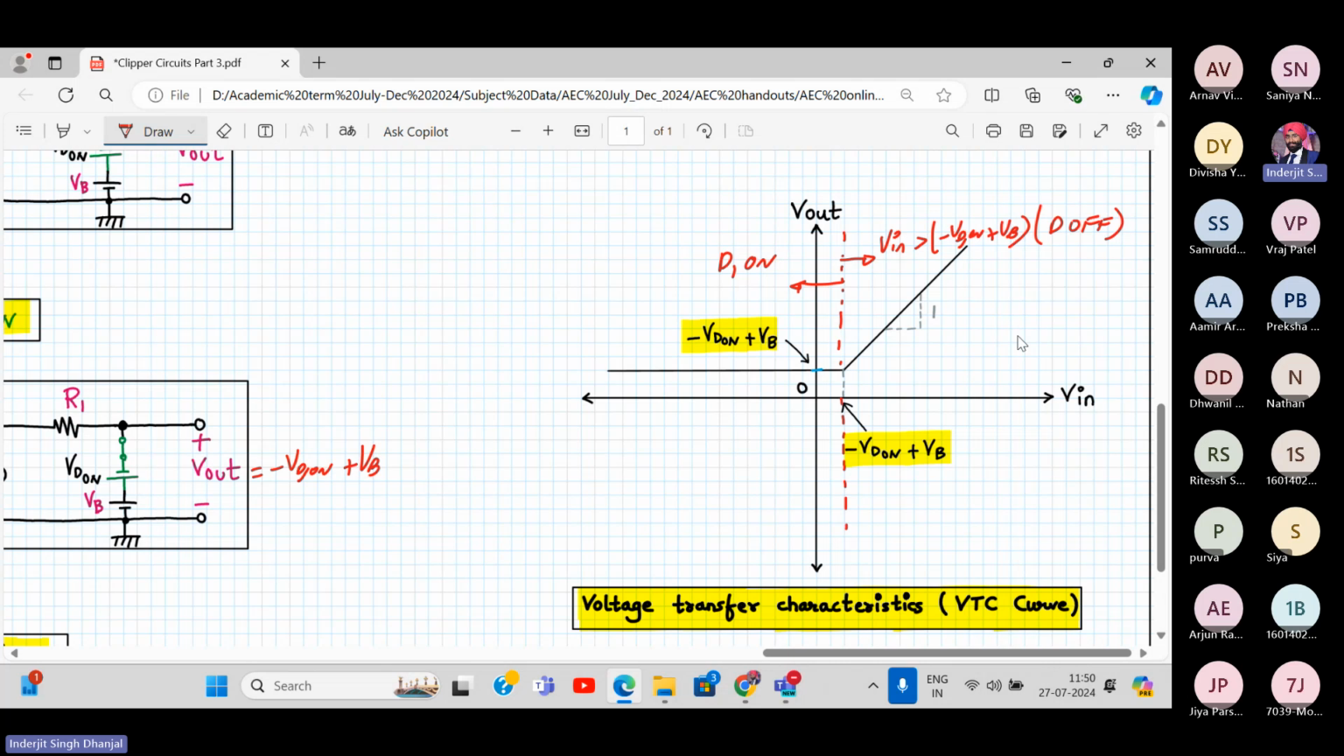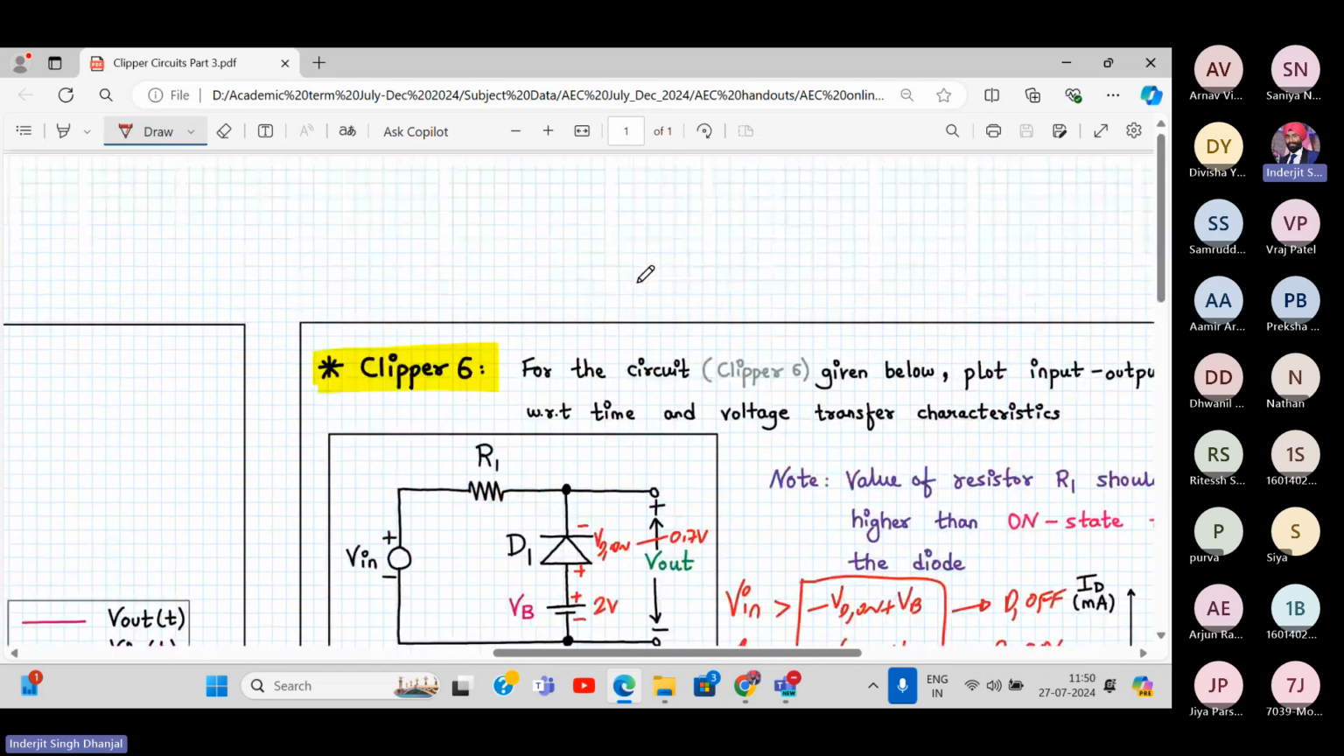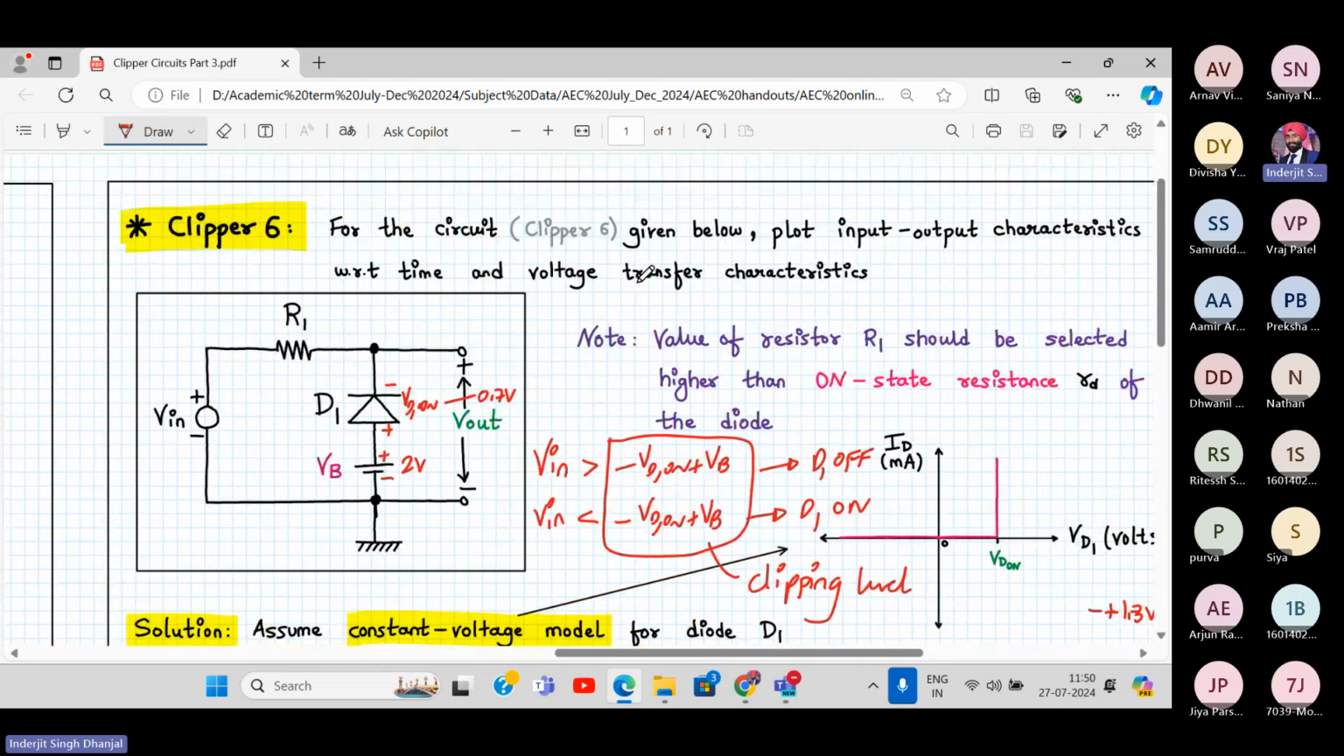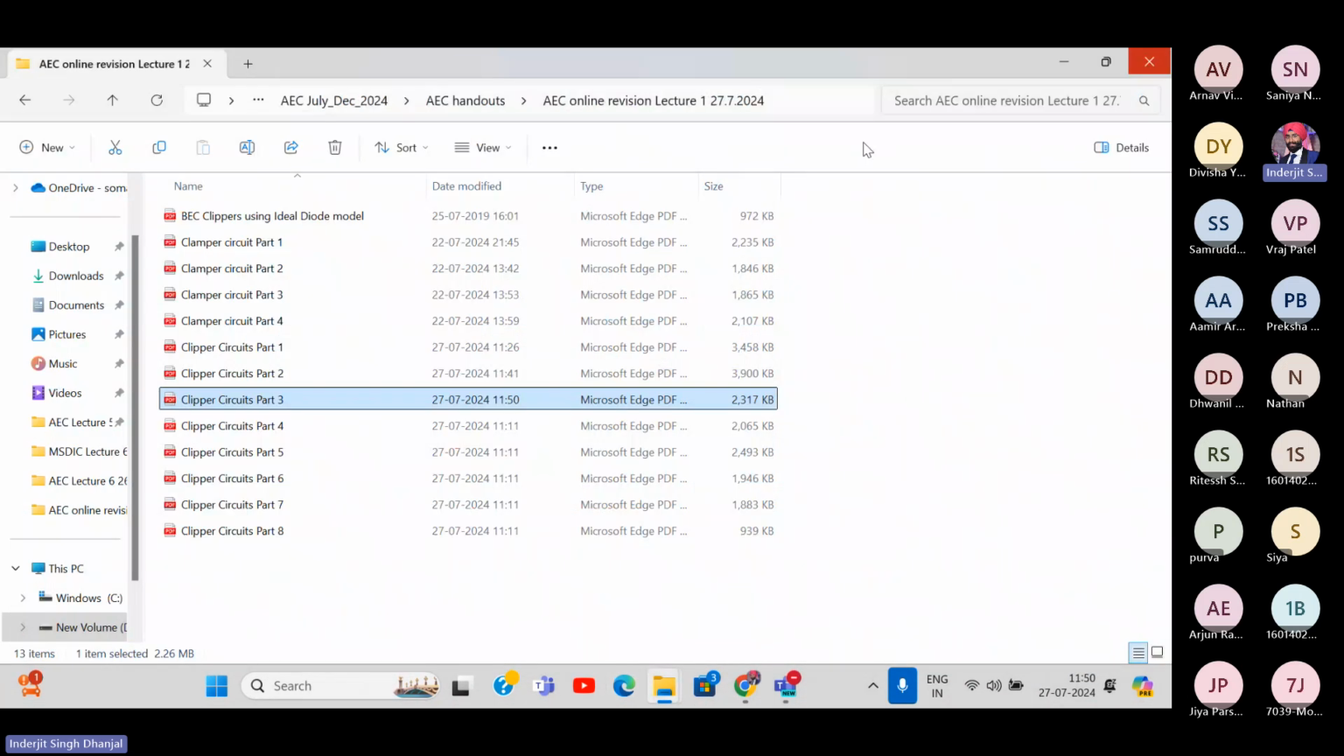Have you all understood these clipper circuits? Clipper number 4 to 6 are related. Clipper number 4 to 6 were in the same category of negative clippers. Have you understood this? Can I move on to the next topic now? Yeah, students. All right, let's move on to the next circuits.